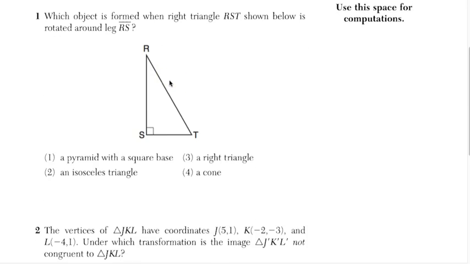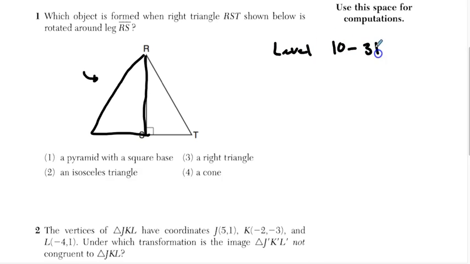So, question 1. Which object is formed when a right triangle RST, shown below, is rotated around leg RS? So here's leg RS, and we're going to be rotating this all around and around. And what shape are we going to get? Well, I'm just going to tell you this. This is a level 10 question. This is where we learned about 3D shapes.